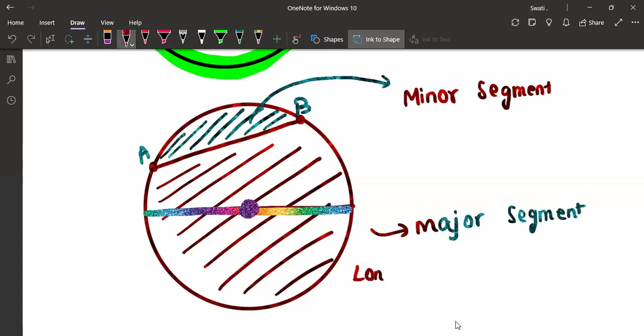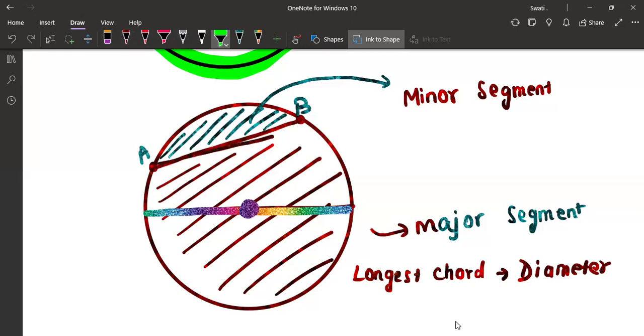So remember these small things. What is the longest chord in a circle? That is called a diameter. So you can also say, Manya, that all the diameters are chords, but all the chords are not diameters. For example, of course, this is a chord, but is this a diameter of a circle? Of course not, but this is a chord. So all the diameters will be chords, but all the chords will not be diameters. Clear? Understood this? Yes. Okay.